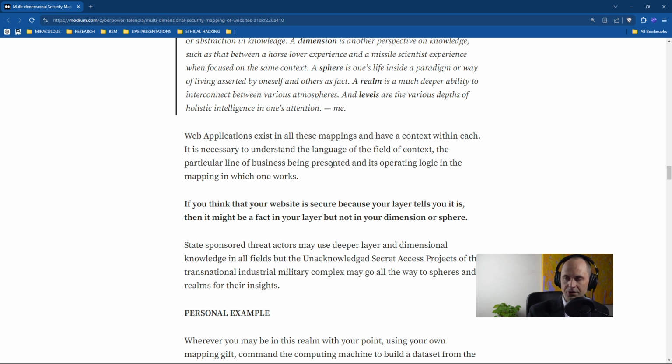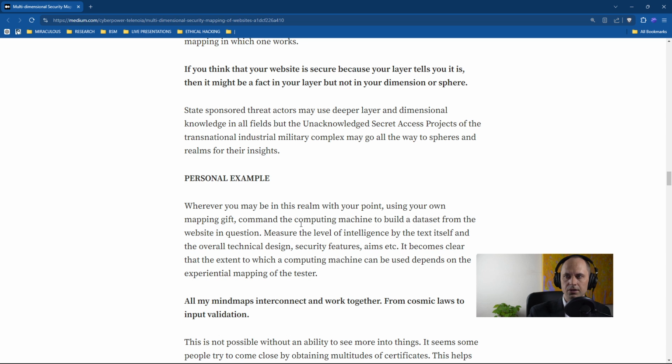It is necessary to understand the language of the field of context, the particular line of business being presented, and its operating logic in the mapping in which one works. If you think that your website is secure because your layer tells you it is, then it might be a fact in your layer, but not in your dimension or sphere. State-sponsored threat actors may use deeper layer and dimensional knowledge in all fields, but the unacknowledged secret access projects of the transnational industrial military complex may go all the way to spheres and realms for their insights.